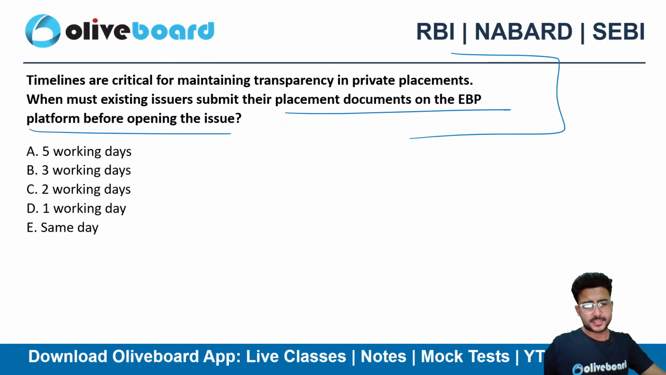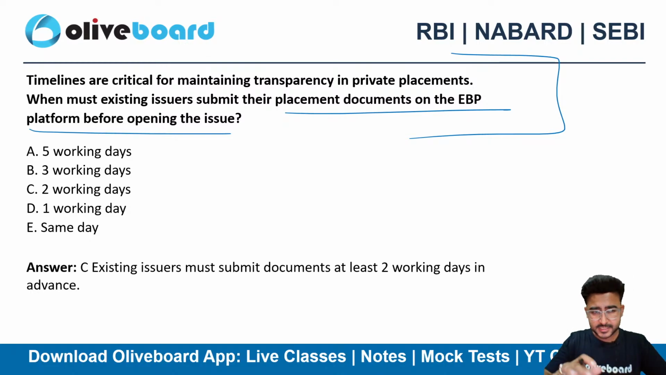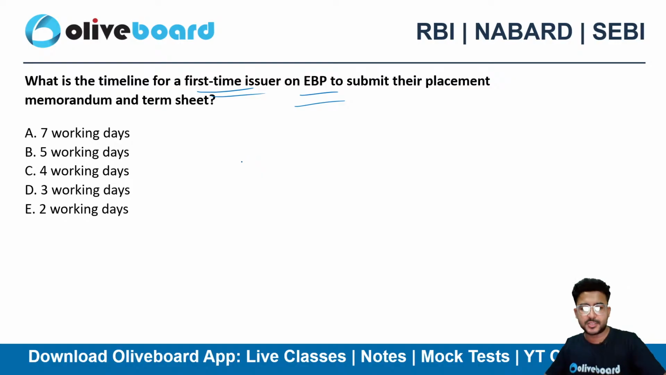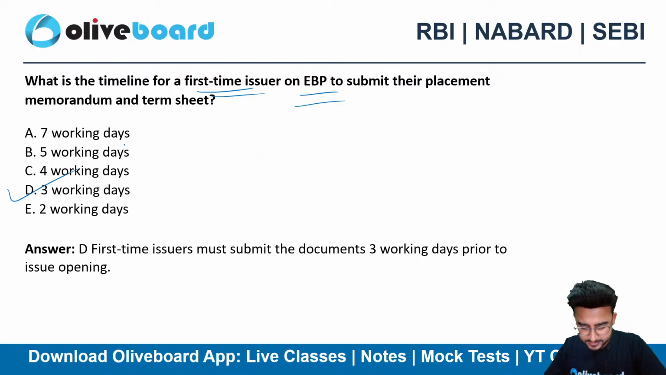Two days or 3 days? The correct choice here is 2 working days. Okay, 2 working days is the correct choice. However, if you are doing it for the first time via EBP portal, then the correct choice here is 3 working days. Okay.